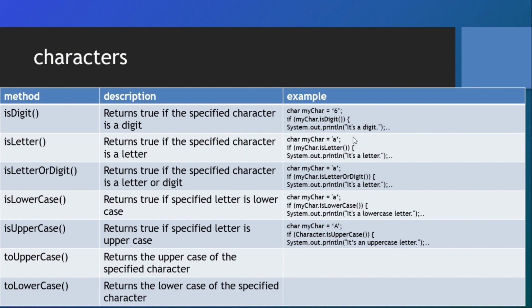You can pause the screen and write this down. But we do have these two that do not have an example. I'll give you a practical example later on. But toUpperCase, this is in the Character class, and it returns the uppercase of the specified character at that point. So here we also have toLowerCase, same thing as toUpperCase, but you get the general idea.